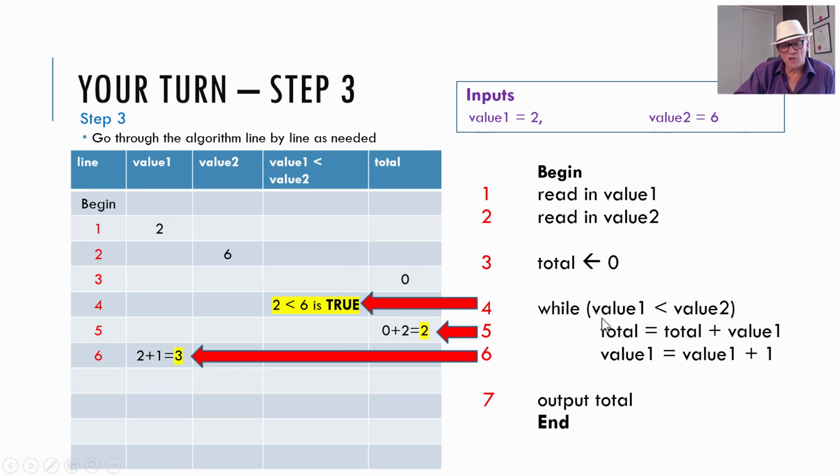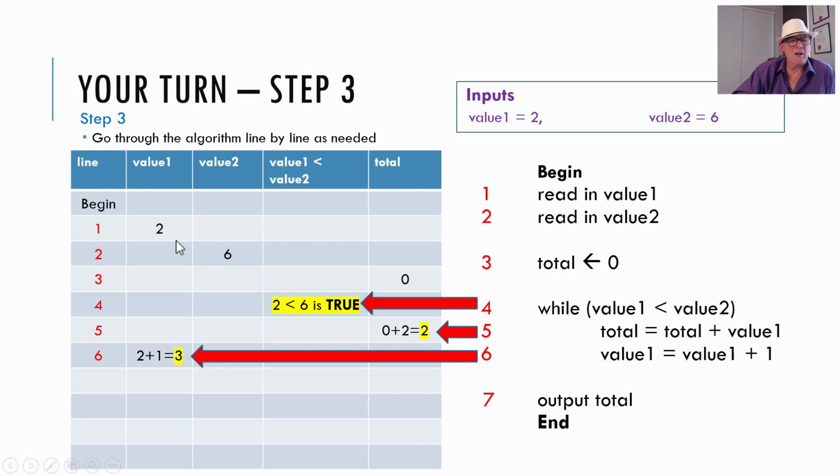Line 4 is checking: is value 1 less than value 2? Well, value 1, if we look back up here, is a 2, and value 2 is a 6, and 2 is less than 6, so that's true. So that means because line 4 is true, we're going to be doing lines 5 and 6.